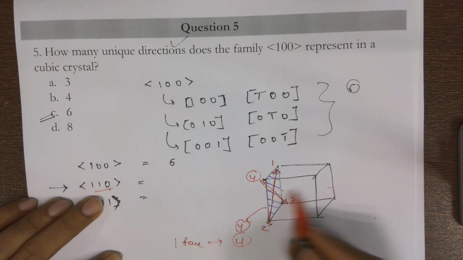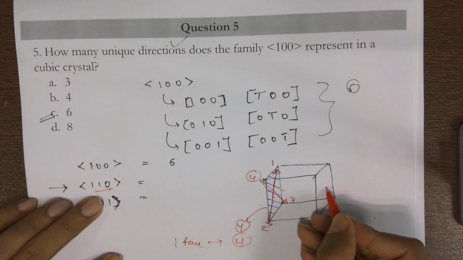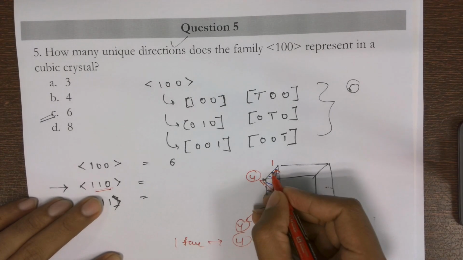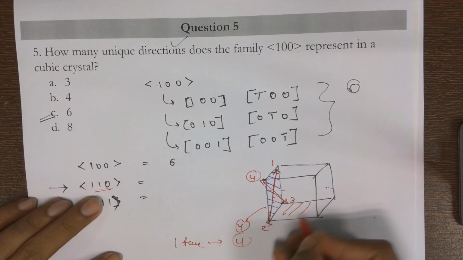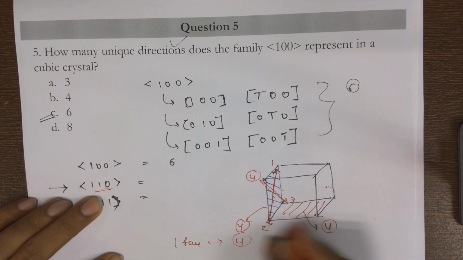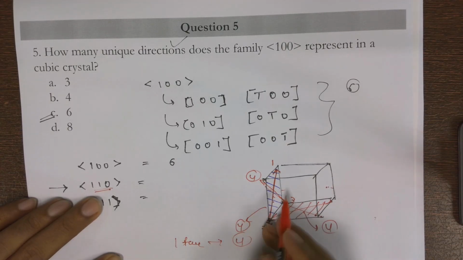This face and this face are equivalent, so no need to take that into account. Which is the next face? We talk about the side one. Now we have to talk about the below one also. That will also have 4. This, this, and so on, this direction.